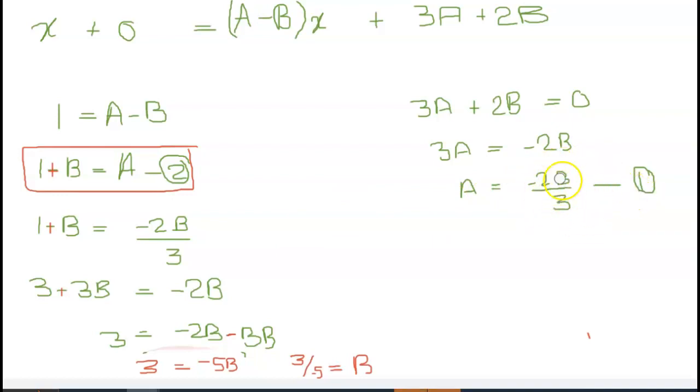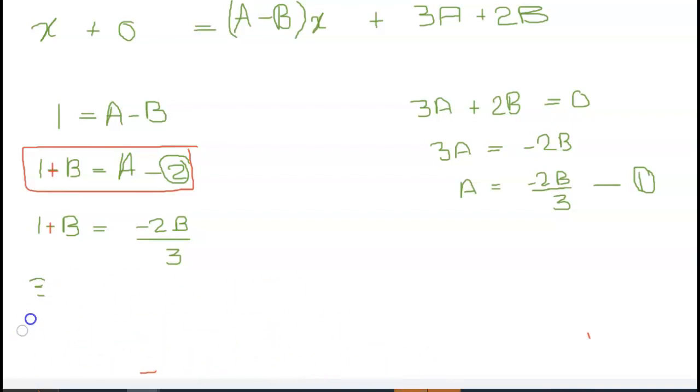I can put this equation instead of here in equation 1. Instead of a, I put minus 2b over 3. Now I can solve this equation. The way I can do it is I can multiply everything by 3. So that becomes a 3 plus a 3b. I move this 3 to the other side, equals minus 2b.